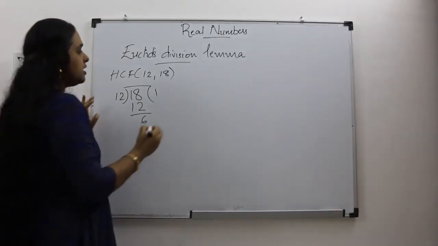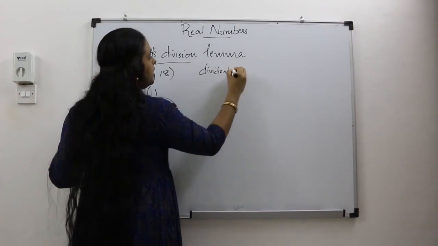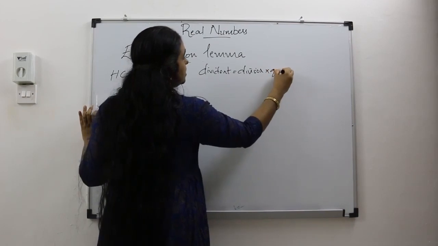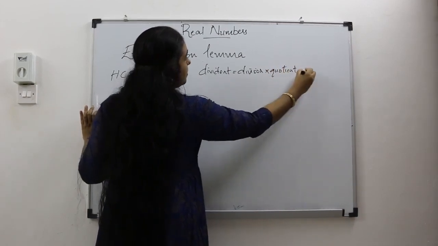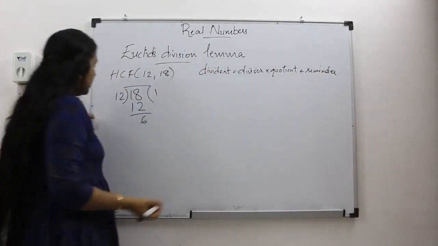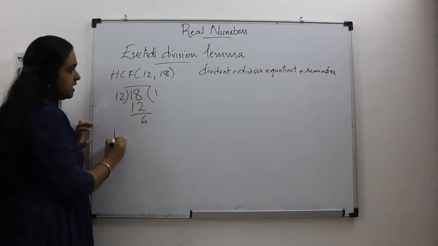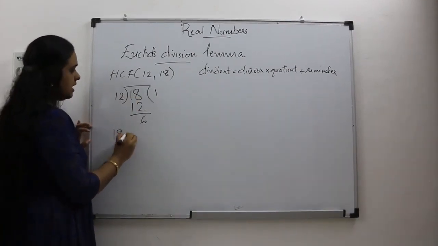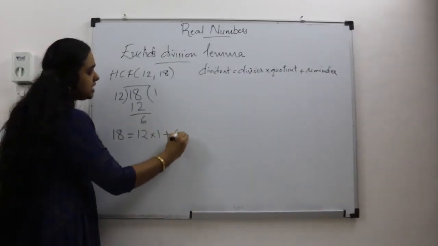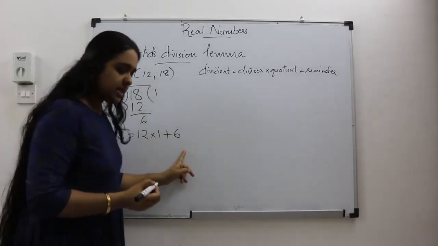Then how can I write it in the form: dividend equals divisor into quotient plus remainder. This is our standard general form. So how will we write it from here? Dividend 18 equals 12 into 1 plus 6. Okay, 18 equals 12 into 1 plus 6.